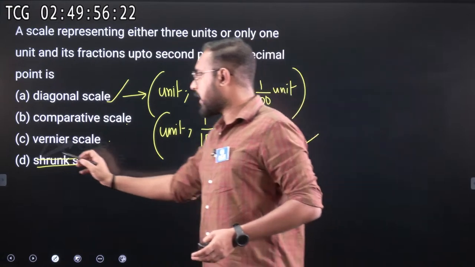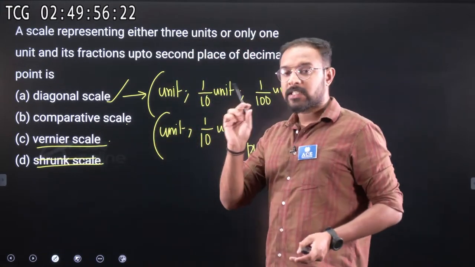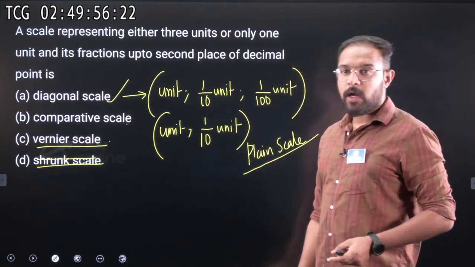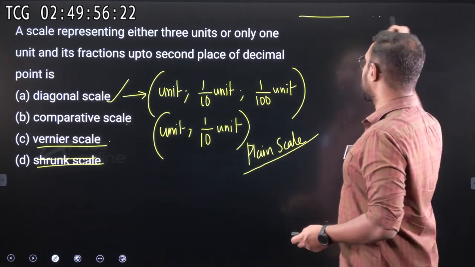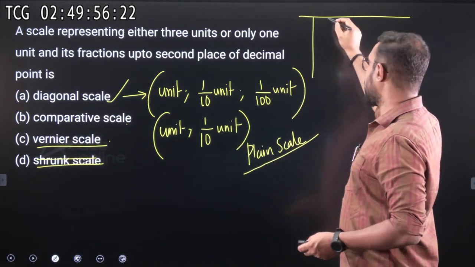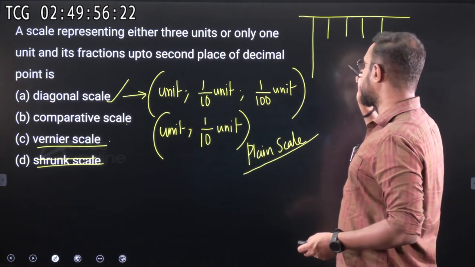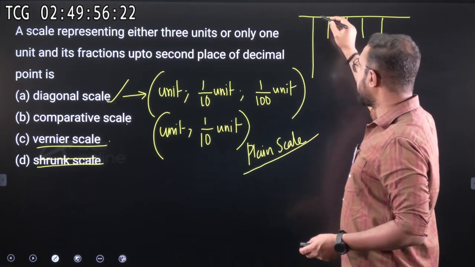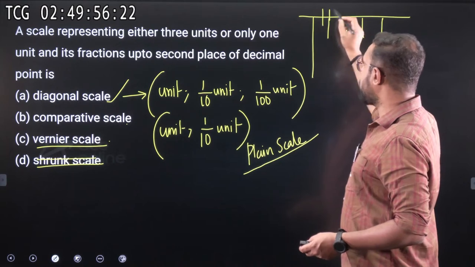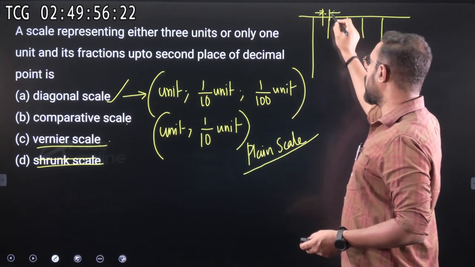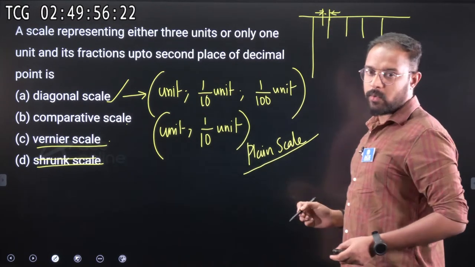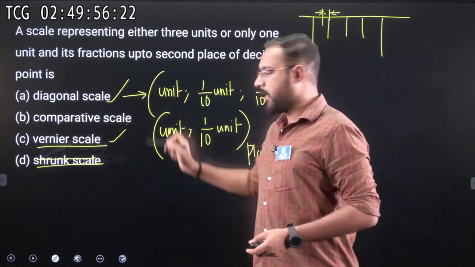Okay. Vernier scales are used to measure the fractional part of the smallest division in the main scale. If you look at the main scale, these are the main scale graduations. If you want to take any fractional readings of the main scale, that is, fractional portions of the main scale, there I will use the vernier scale.